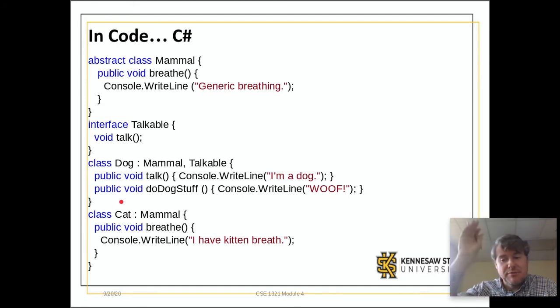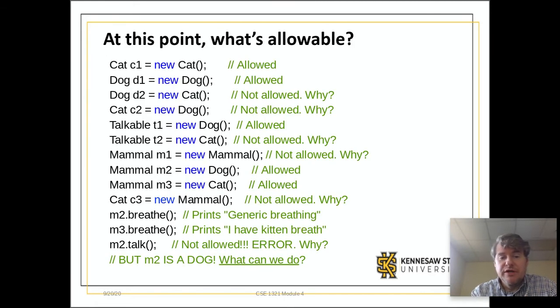They are related simply because they share a parent, but they're not related in a way that you can instantiate one on top of the other. So dog D2 gets new cat, absolutely not allowed. Likewise, the reverse of that, cat C2 gets new dog. This is not that kind of world. You can't instantiate a dog on top of a cat. So no, these last two do not work.